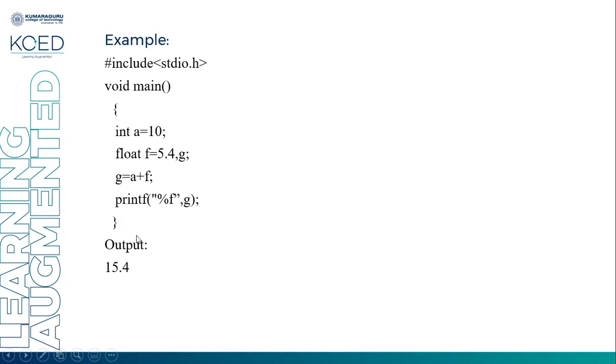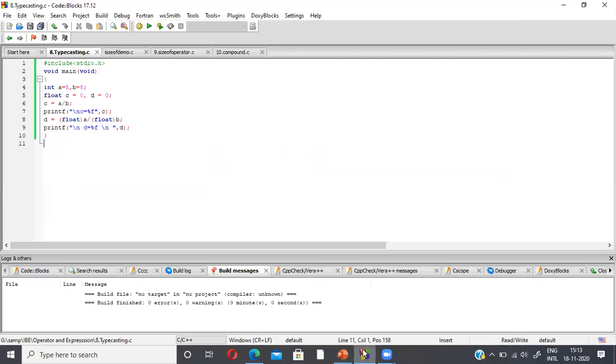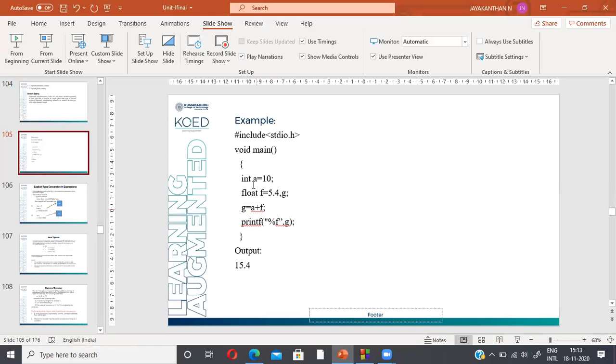The result is 15.4. I'm adding an integer with a float variable, but the result is in the form of a float, because the lower length variable is a, an integer, and the higher length variable is f, a float. Float consumes 8 bytes, integer consumes 4 bytes. We'll see it in the example.